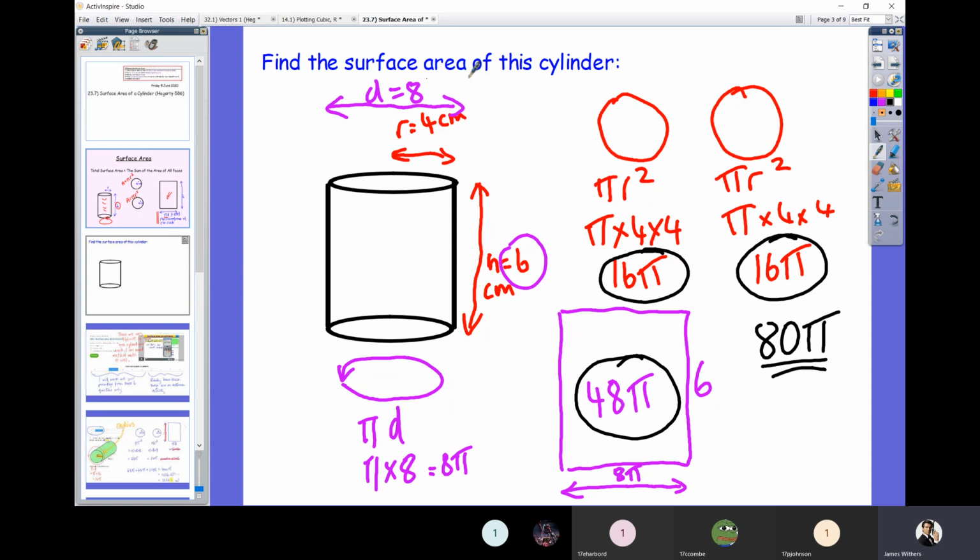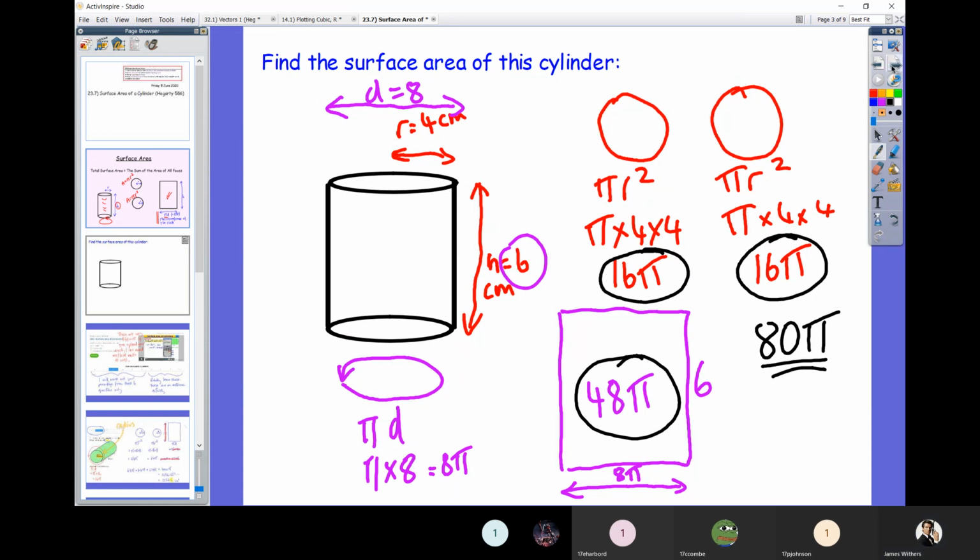So surface area of a cylinder: top and bottom are 2 circles. That should be easy enough, pi r squared. When we fold out, when we flatten that curved surface area, we get a rectangle with a height of h, that was the 6, but with the base of the circumference of the circle. Circumference is pi times diameter. Remember, diameter is twice the radius. So that's going to be pi times 8, which is 8 pi.